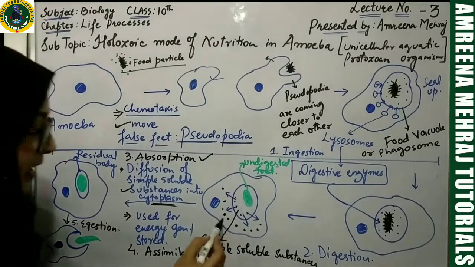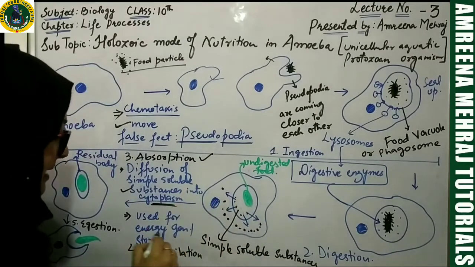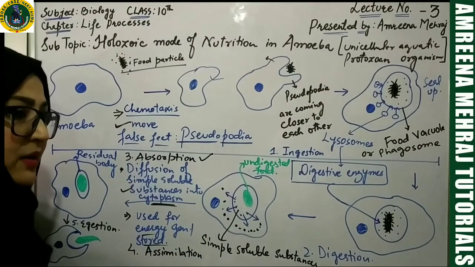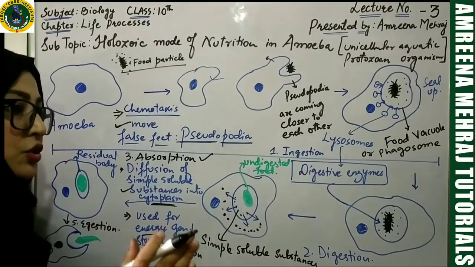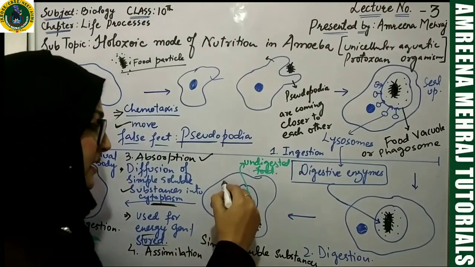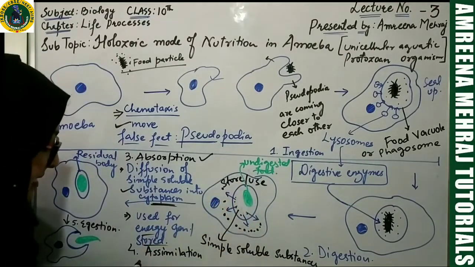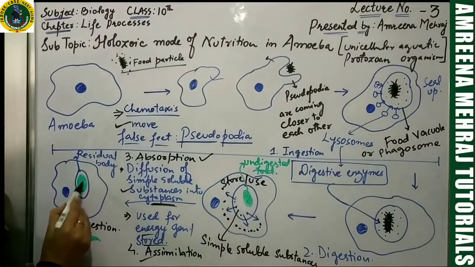And then in the cytoplasm, either these substances will be used to get energy, or they can be stored for future use. Maybe the amino acids will be combined again and proteins will be formed. Maybe the sugars will be combined again and carbohydrates will be formed. So either it can store the nutrients or it can use the nutrients in the cytoplasm. That is the step of assimilation. Now this undigested food is over here, green color, within the vacuole. This is to be removed.